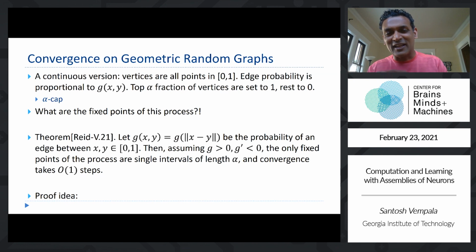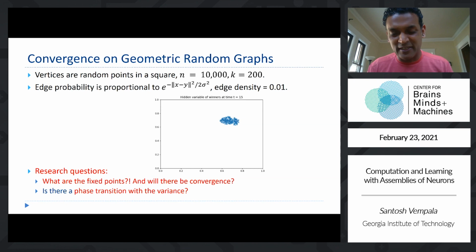So it turns out that at least on the line, if we go to the completely continuous 0-1 interval, any decreasing function, anything where the probability of an edge strictly decreases with distance, will always converge to single intervals, whose size corresponds to the size of the cap, and the convergence is constant time. Okay, I won't have time to do this. When you go to higher dimension, I don't even know what the shape of the limit is going to be. If I do it in 2D, I don't even know what the shape is going to be. Okay, in 1D it's intervals. It's nice. But the point is that the convergence is faster. The geometry is actually helping the convergence.